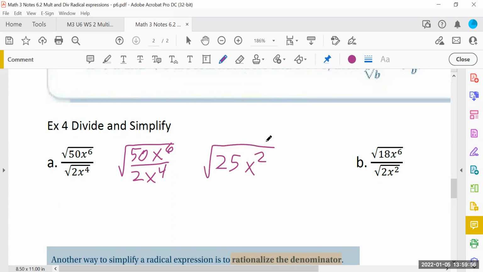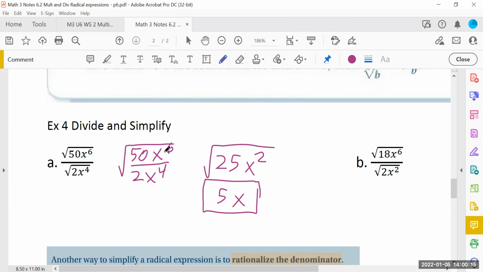This is all inside a square root. So the square root of 25 is 5. The square root of x squared is x. And again, no worrying about absolute values for division. Are we okay there? Yes, Maha.